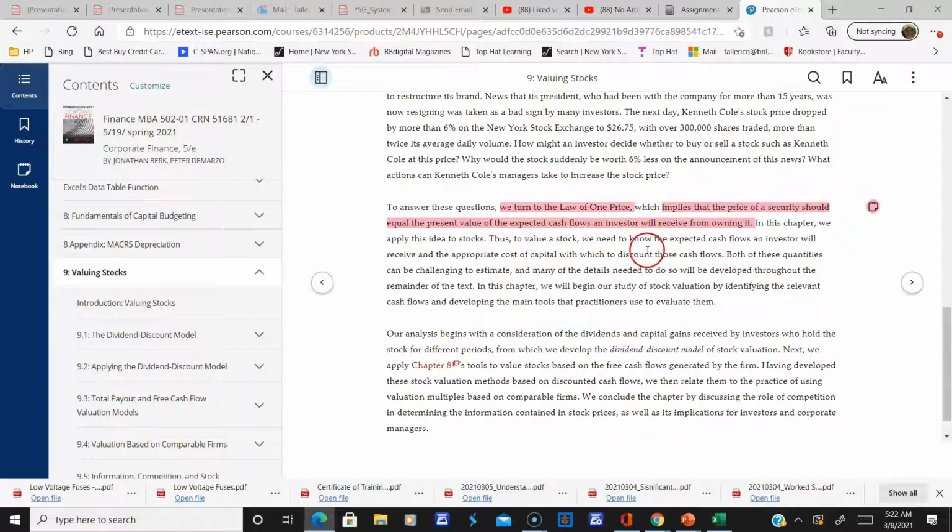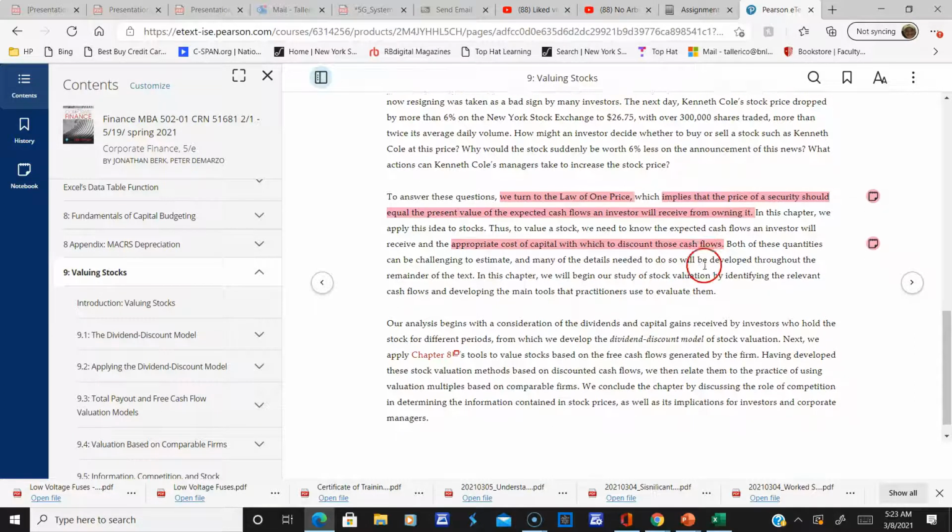To value a stock, we need to know the expected cash flows an investor will receive and the appropriate cost of capital. And this is the most important part, getting that appropriate cost of capital with which to discount the cash flows. Both of these quantities can be challenging to estimate, and many of the details needed to do so will be developed throughout the remainder of the text. All right, so we're going to look at stock valuation now.